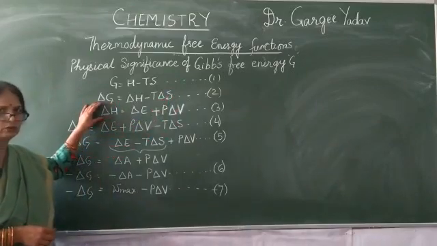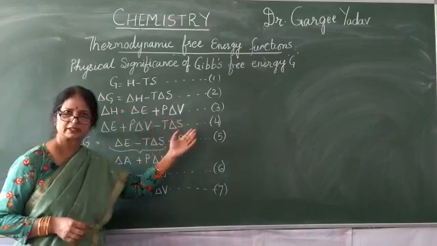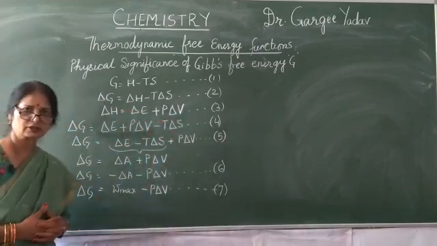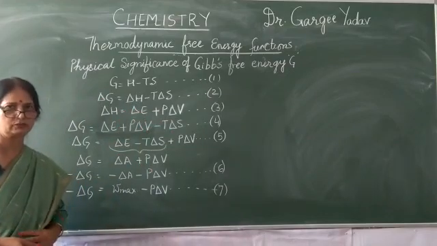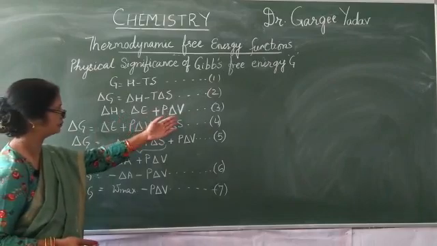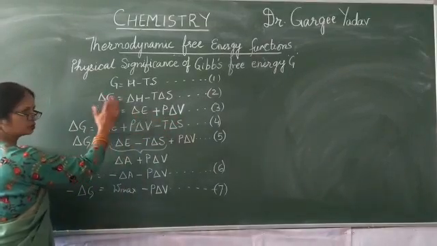Now, as we all know, the change in enthalpy is equal to delta E plus P delta V. P delta V is the work done, the product of the pressure and the change in the volume. So delta H is equal to delta E plus P delta V. Let us substitute this value of delta H in equation number 2.